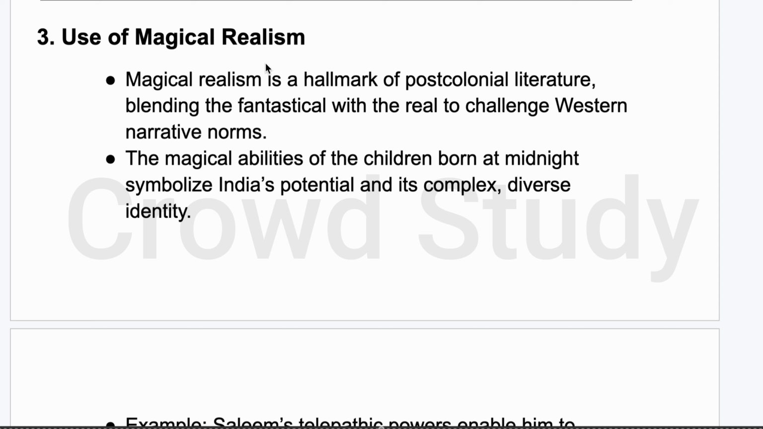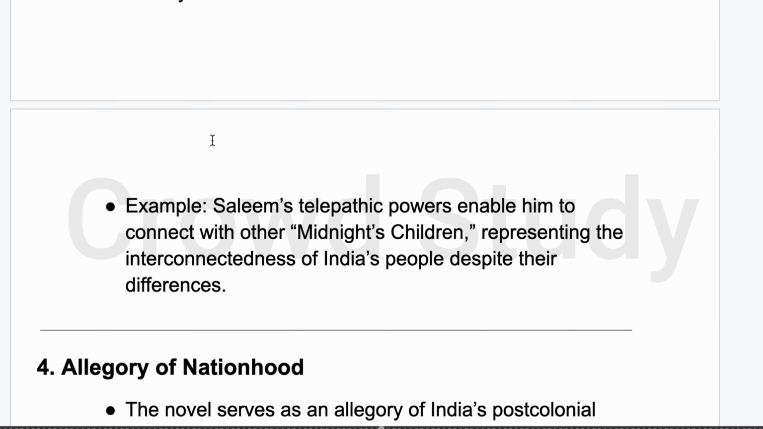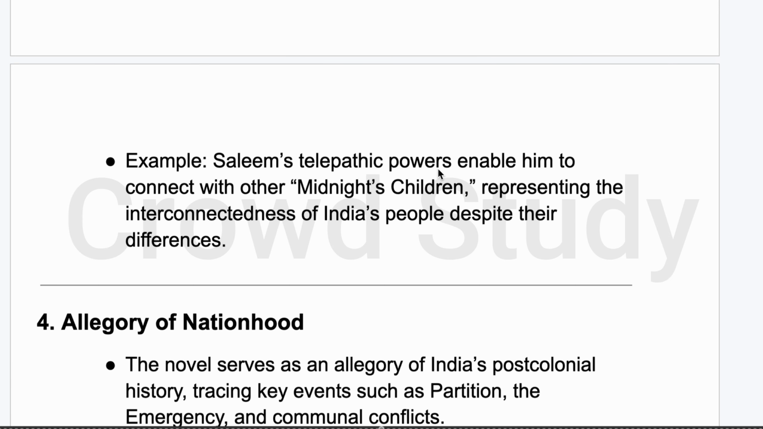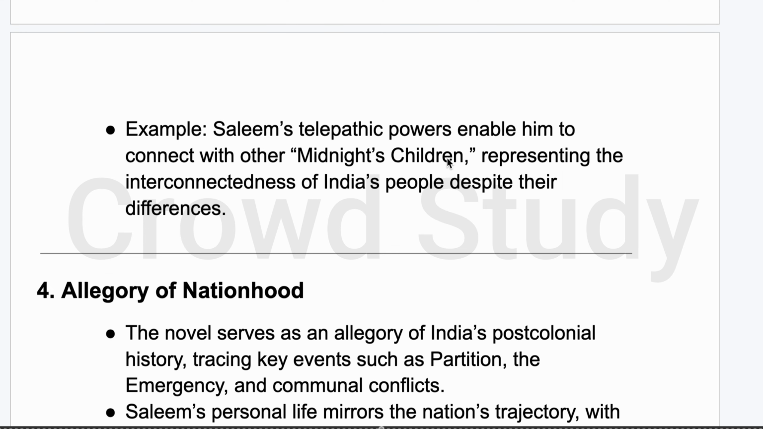Number 3. Use of magical realism. Magical realism is a hallmark of post-colonial literature, blending the fantastical with the real to challenge Western narrative norms. The magical abilities of the children born at midnight symbolize India's potential and its complex, diverse identity. For example, Saleem's telepathic powers enable him to connect with others, Midnight's Children, representing the interconnectedness of India's people despite their differences.